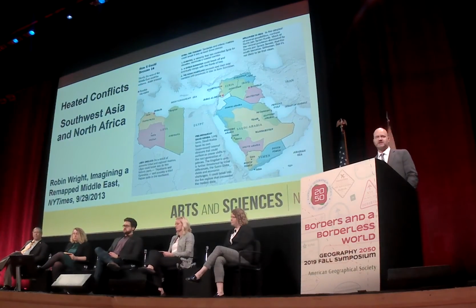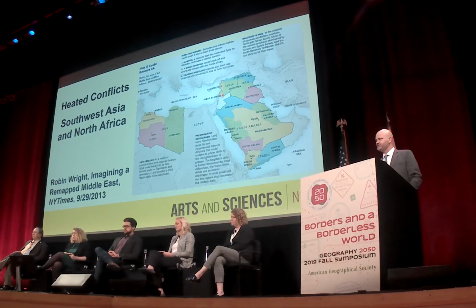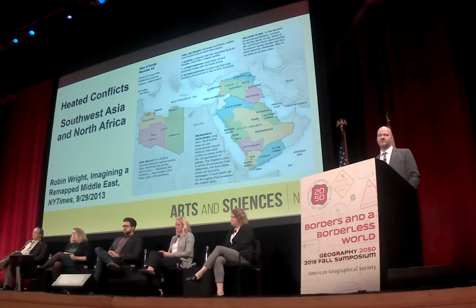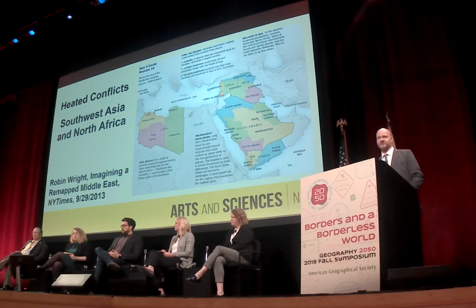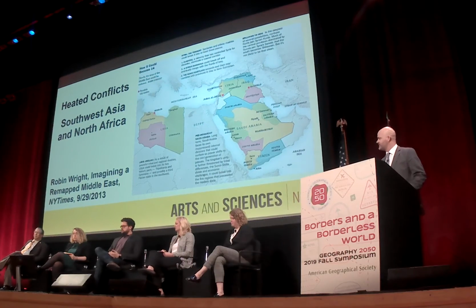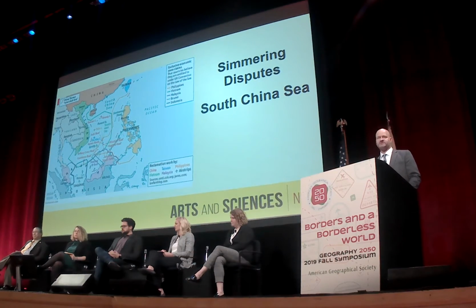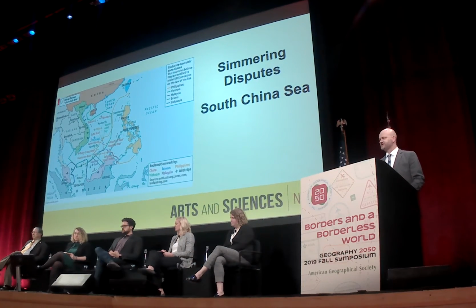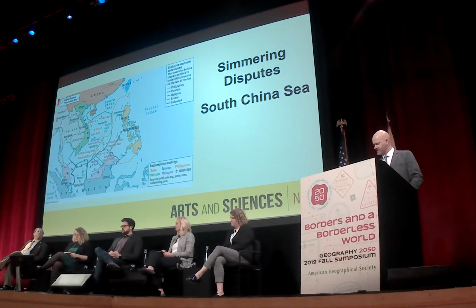Or we can think about proposals to redraw the line. This is a much discussed article from the New York Times several years ago, to redraw the map of the Middle East, including the possibility of creating a Sunnistan, for example, out of parts of Syria and Iraq. Or we could look at the invisible borders of maritime sovereignty in the South China Sea, where we have overlapping and conflicting claims from the various neighboring states.